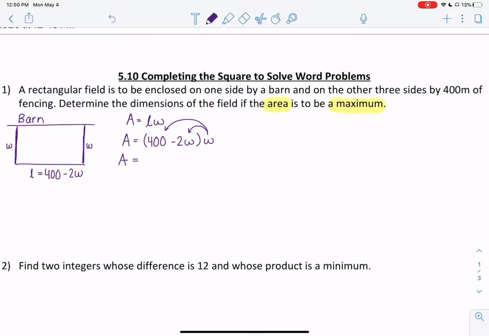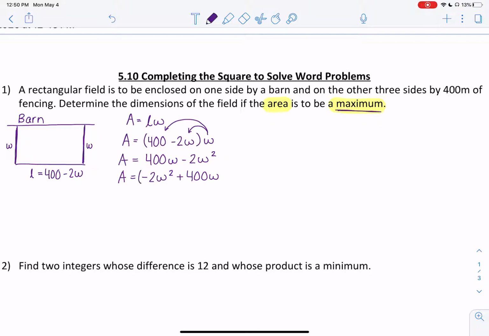And then I have 400W minus 2W squared. Now what I'm going to do is I'm just going to rearrange that. We always want to make sure that everything is in the right order before we get started. So that negative 2W squared will go at the front, and then I have my 400W. Now, because I'm looking for a maximum, I know I'm looking for a vertex. So that means I need vertex form. So I'm going to go through and complete the square.